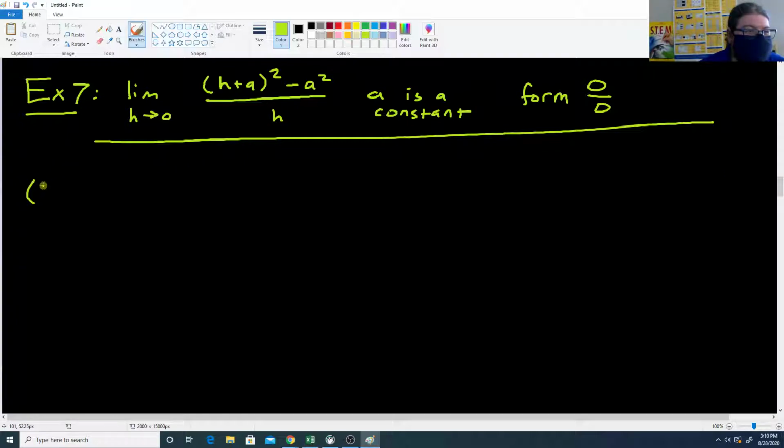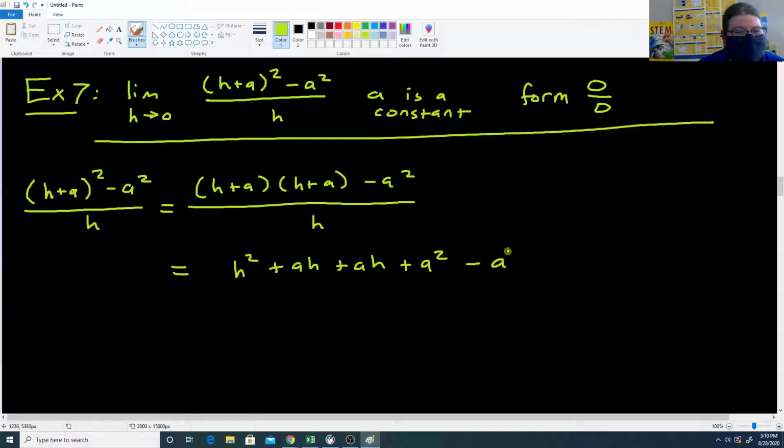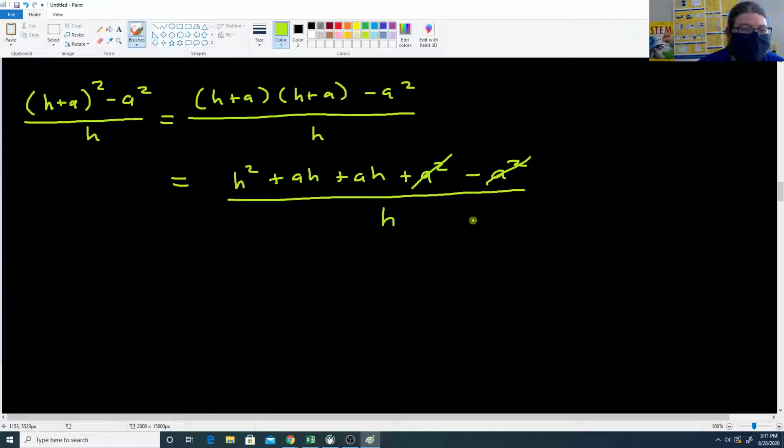We're going to start with our part inside the limit and just work through it algebraically and see what we end up with. I think we're going to FOIL this out. And that will give us h squared. Outer is plus an ah, inner is plus an ah, and last is plus an a squared. We get minus an a squared, all that over an h. And we'll note, hey, these a squareds can cancel out.